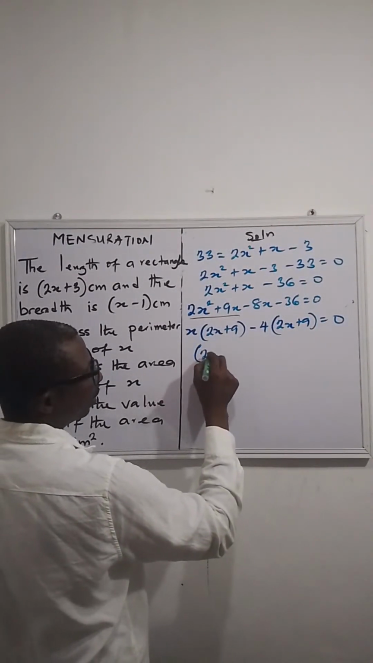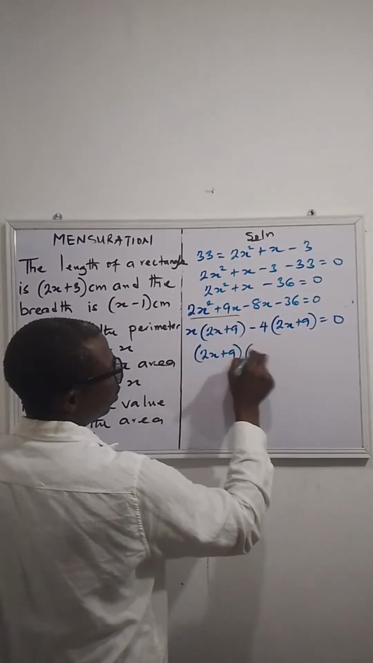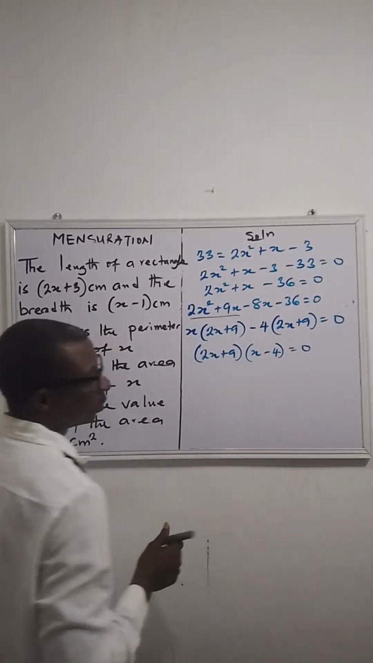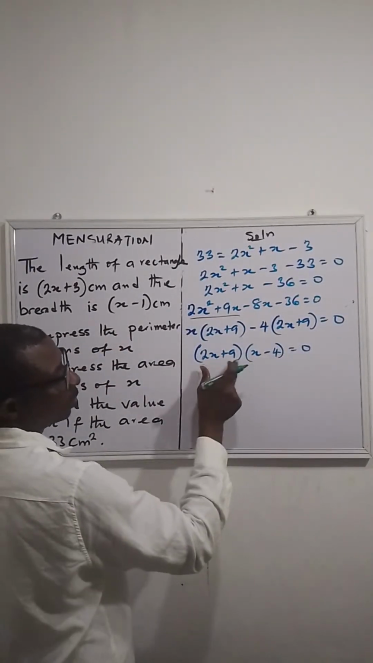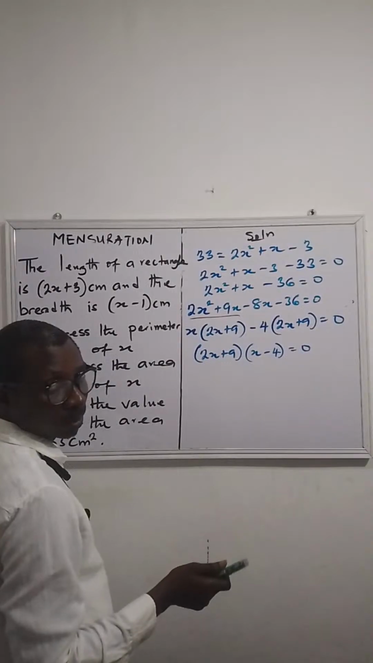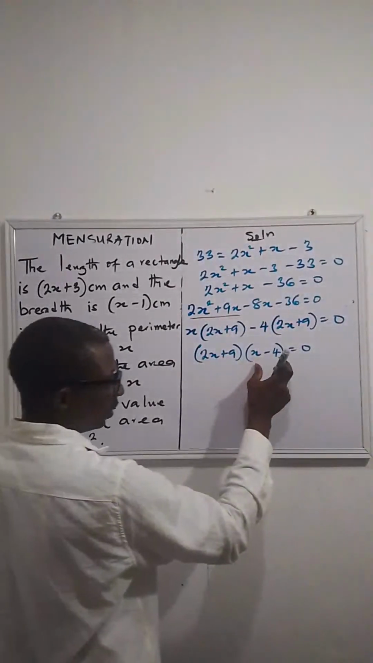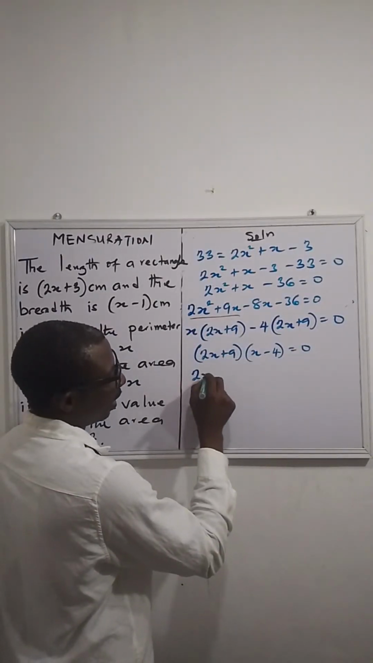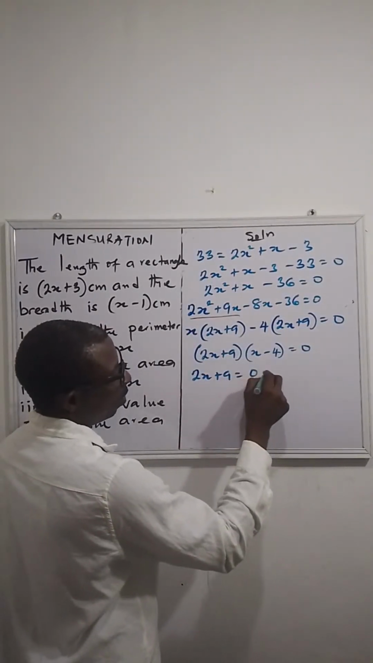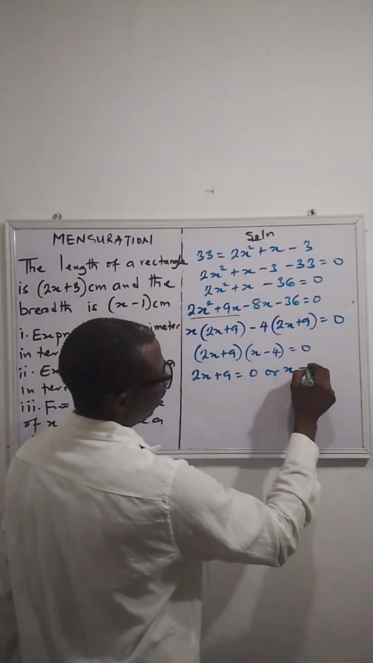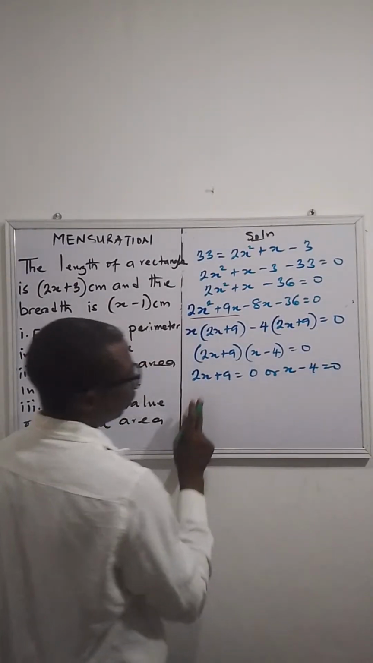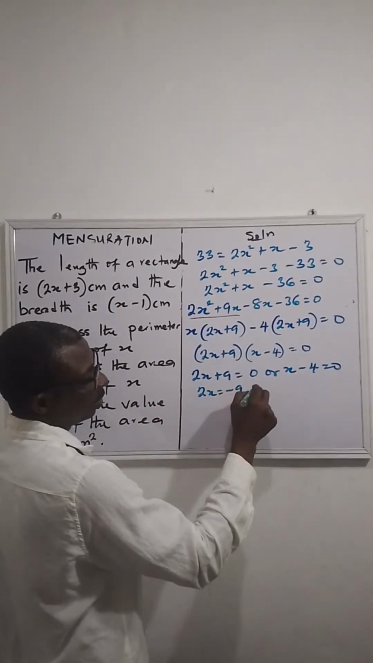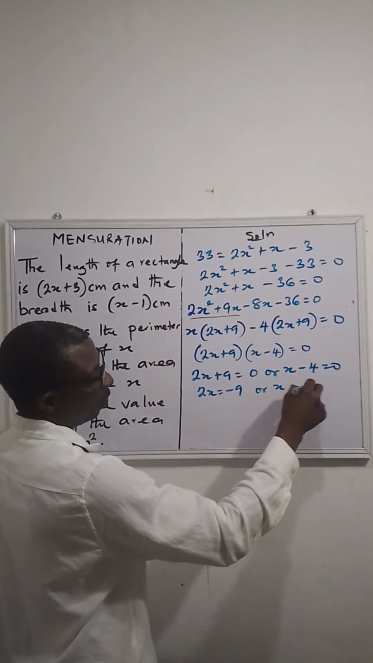So we have 2x plus 9. We are left with what? x minus 4 equals 0. So now we have two numbers multiplying each other to give 0. So you see that this is 0, or this is 0, or the two are 0. So we have either 2x plus 9 is 0 or x minus 4 is 0. So here we can have 2x equals negative 9 or x equals 4.